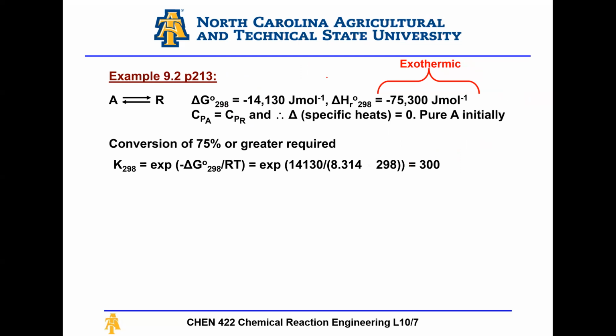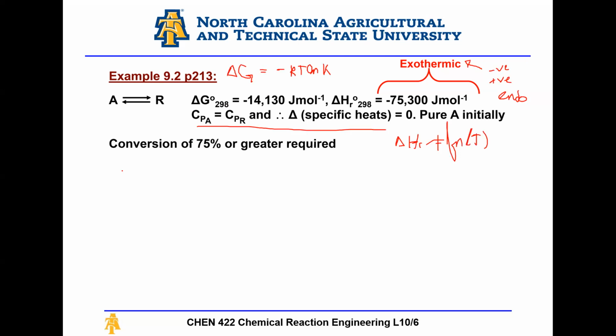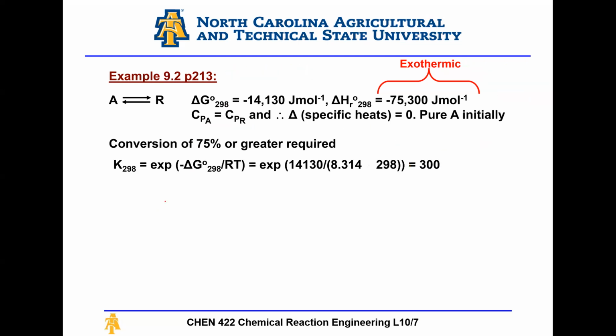The first step, I'm going to use the equation delta G is equal to minus RT ln K, sorry. So minus delta G over RT is equal to ln K. You take the exponential, you plug in your numbers, and you get a value for K, which is your thermodynamic equilibrium constant. Okay, so I have a value for K here.